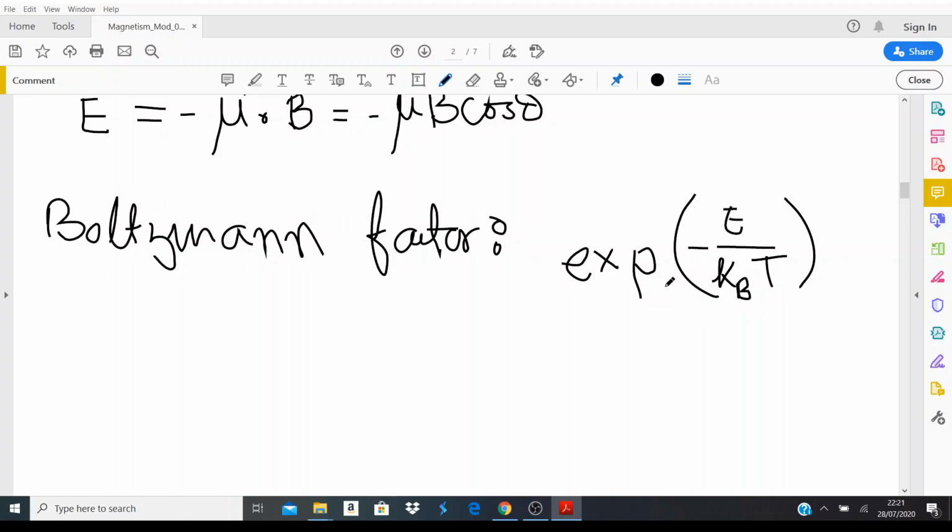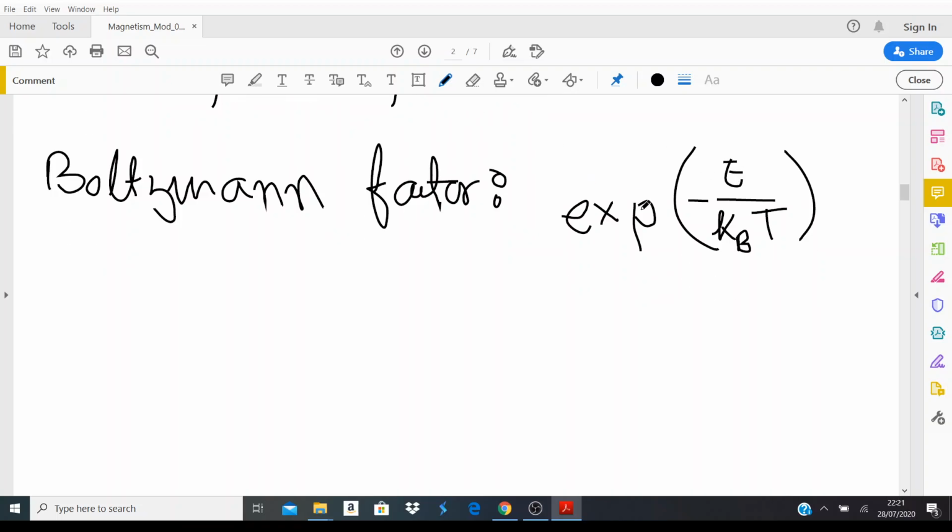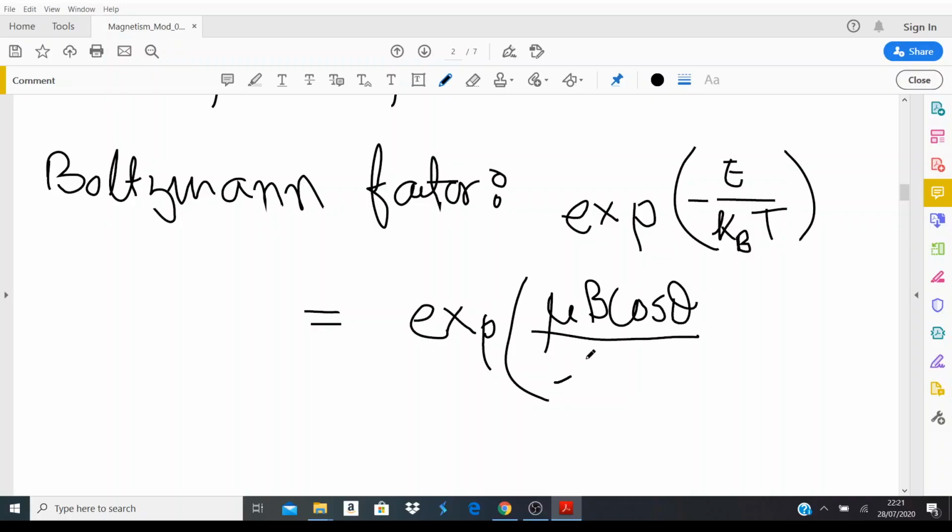So in our problem, what is the value of the energy? That's mu B cos theta, right? So let's put the value of E here. The minus in the exponent will be cancelled by the minus in the energy. We will have in the exponent mu B cosine theta divided by kBT. That's our Boltzmann factor.